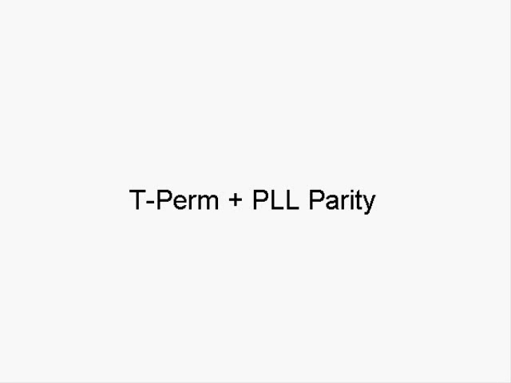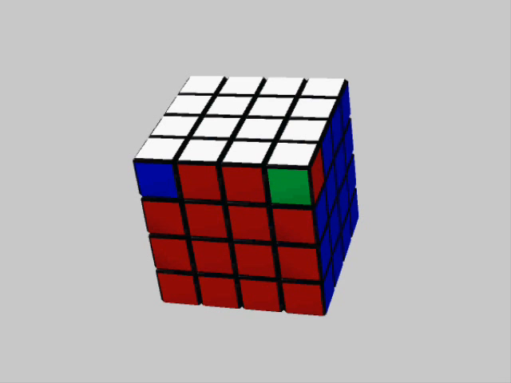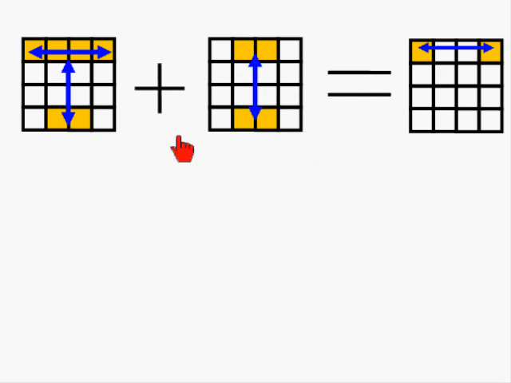As I mentioned in the video, instead of doing a T-perm plus PLL parity for the adjacent corner swap, that is, doing a T-perm plus PLL parity, where in the T-perm we swap two corners and two edges like that, and then in the PLL parity we swap two edges oppositely, and then the net result will be just swapping two corners. And note on the 4x4, we're actually not swapping two edges. We're swapping four edge pieces in a specific way.